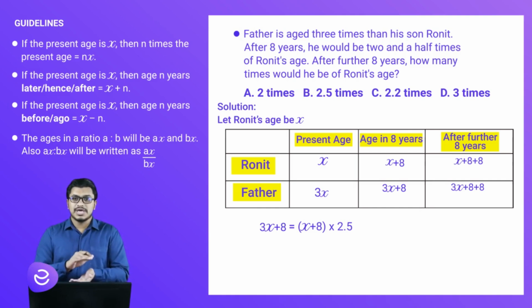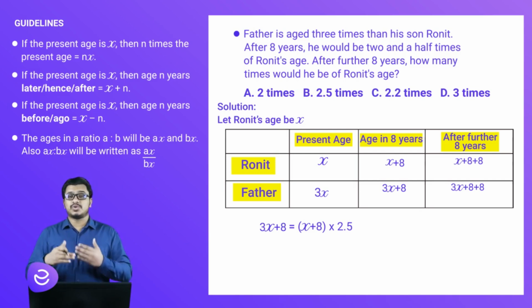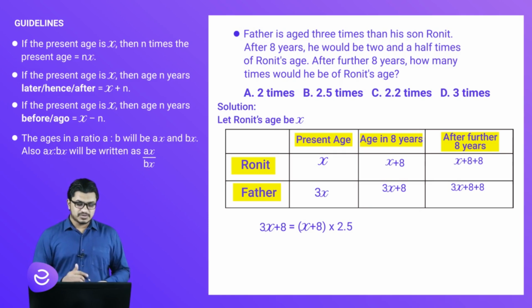So if we want to put an equal to symbol there, we have to equalize it. In order to equalize it, it is given in the question, it is equal to 2.5 times Ronit's age. So it becomes x plus 8 into 2.5. Now we'll solve the equation. 3x plus 8 is equal to x plus 8 into 2.5.